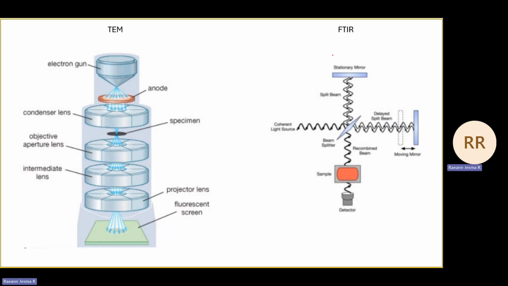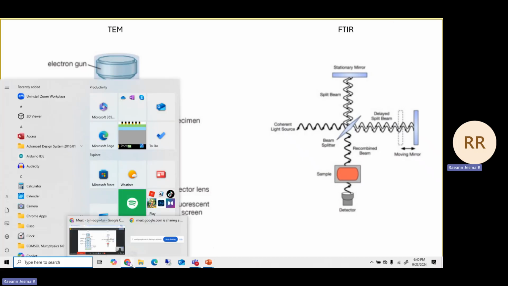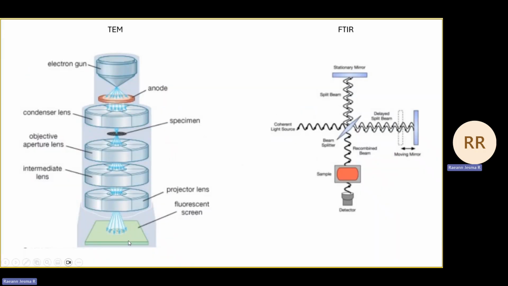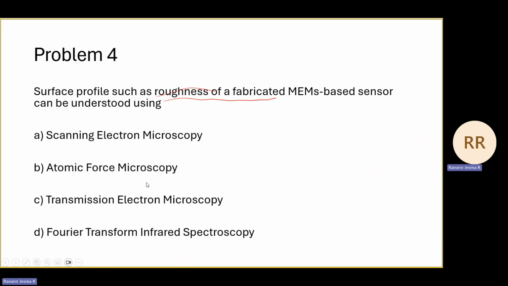So here we can study both the absorption spectrum as well as the emission spectrum: what kind of wavelength the particular molecule has absorbed, or what kind of wavelength it is emitting. Okay, so now that you know what each of these options is, the correct answer for studying the roughness of the surface is atomic force microscopy.